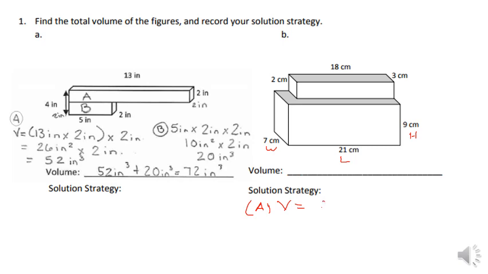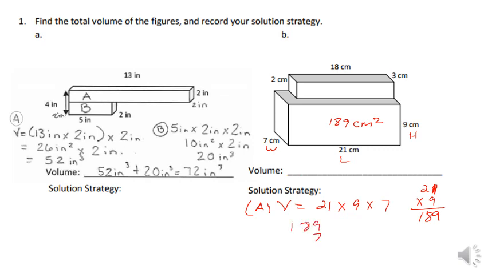So A, I know volume is going to equal 21 times 9 times 7. Since I can multiply either one of these first, I'm going to make it easy on myself and take 21 times 9. That's going to give me 189, which is the area of this face right here, 189 centimeters squared.